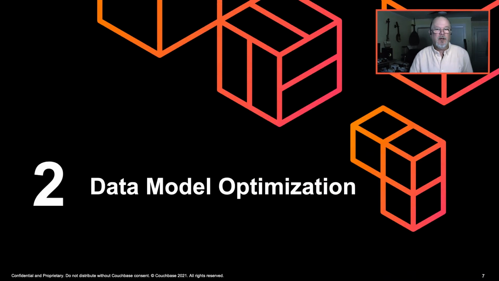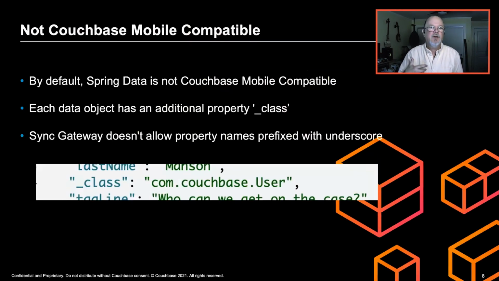So we're going to look at three things in the data model optimization. The first is, by default, Spring Data is not Couchbase Mobile compatible. If your use case has a mobile aspect to it, you can't use Spring Data right out of the chute. If your use case doesn't have a mobile aspect yet, but may in the future, this is also a concern. Why is this?